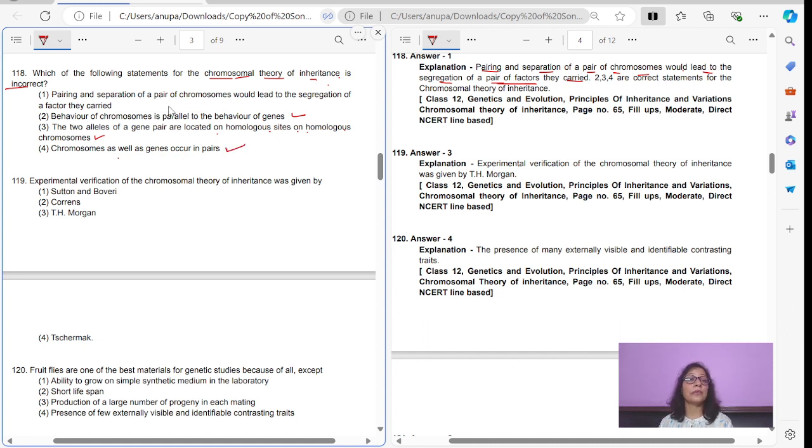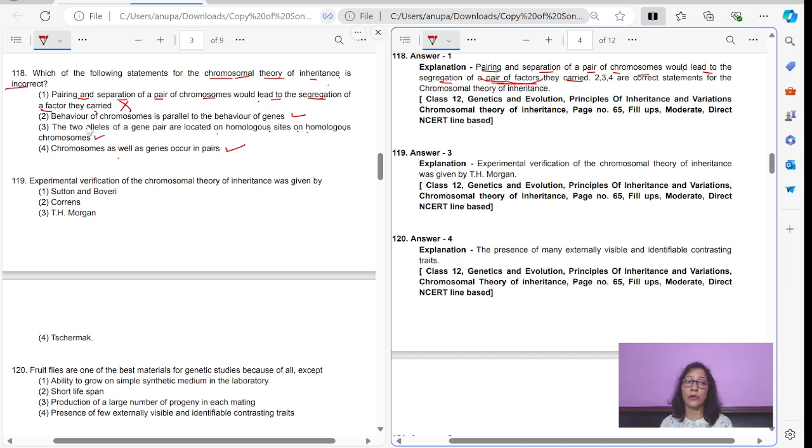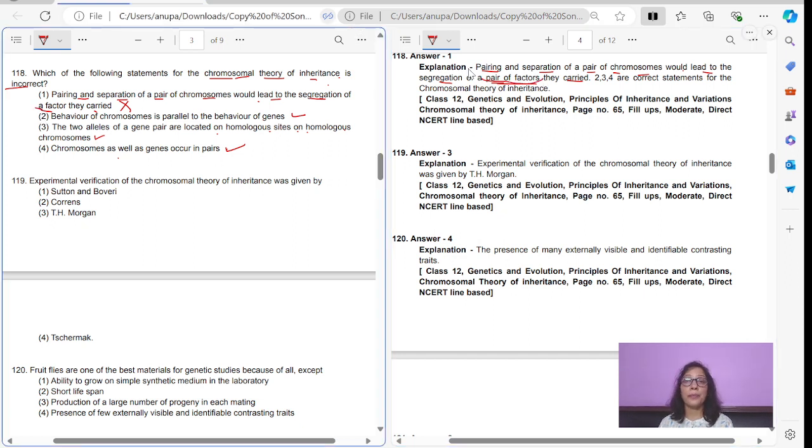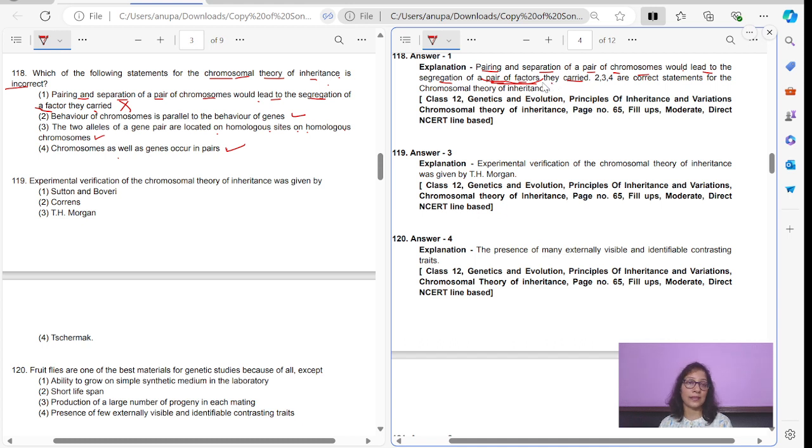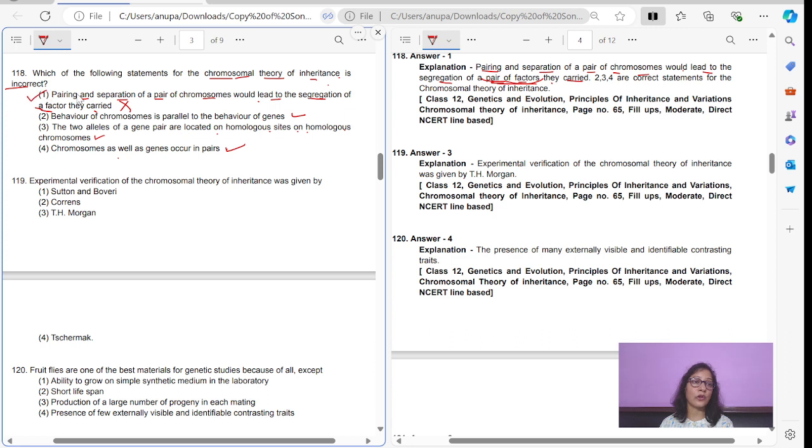But if we see the first option, it says that pairing and separation of a pair of chromosomes would lead to the segregation of a factor they carried. So this is the incorrect statement because they lead to the segregation of a pair of factors and not just a factor. A pair of factors they carried is segregated. So the answer for this question will be option number 1. That is, option number 1 is incorrect regarding the chromosomal theory of inheritance.